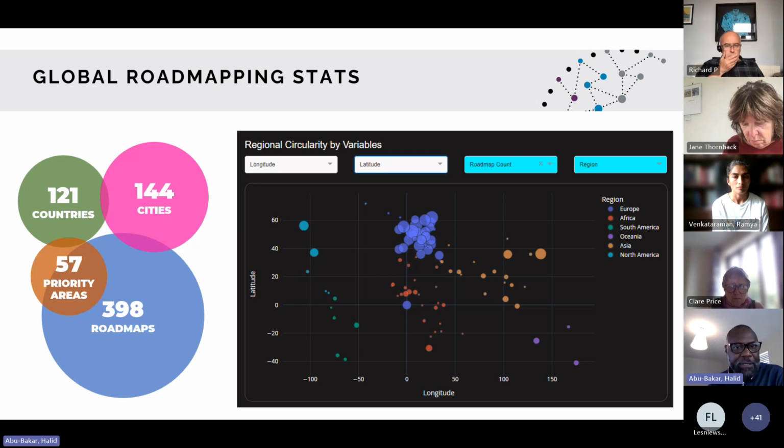In the second stage of my work, which is the dashboard development, I've got a screenshot of one of the dashboards. I'll take you through the dashboard next to identify some of the countries that have developed these roadmaps at different levels, to give you a regional perspective. I looked into 121 different countries that have developed roadmaps at different levels, and 144 cities. Of all these roadmaps, I've been able to identify 57 major priority areas that these countries have focused on. In all, I collected about 398 roadmaps to inform the development of the dashboard.